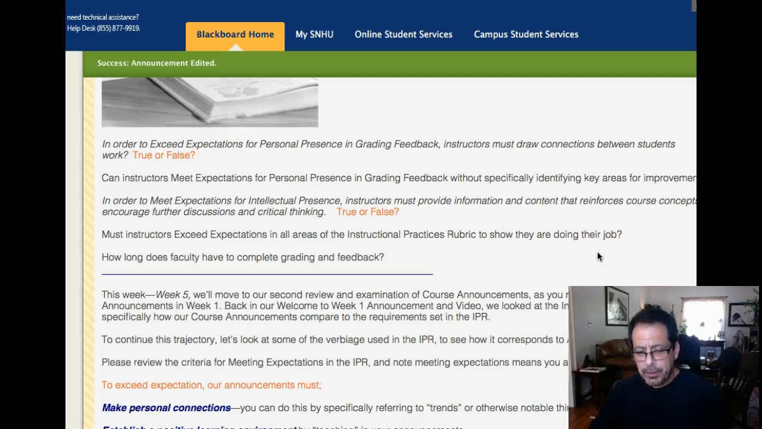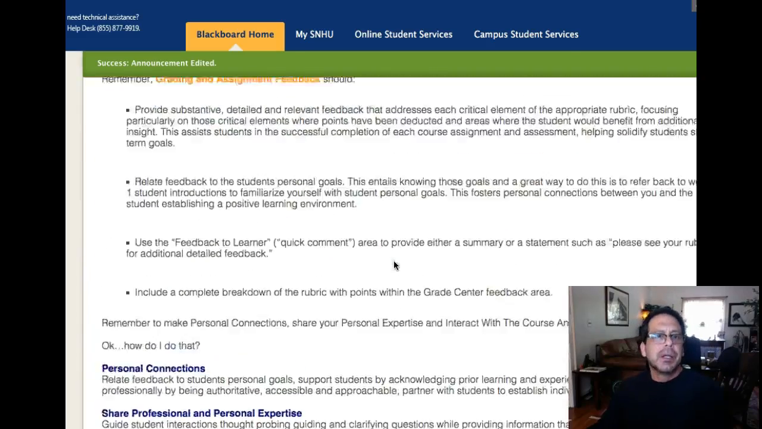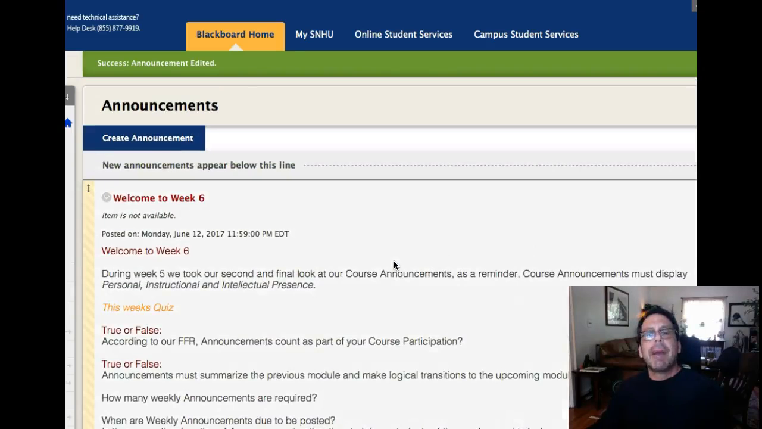The day will come where we'll all start exceeding expectations. It's just a matter of continuing to do this over and over, and we will all get there. I promise. How long does faculty have to complete grading and feedback? One week. However, it is encouraged to grade early, especially on milestones and assignments that scaffold off other assignments.